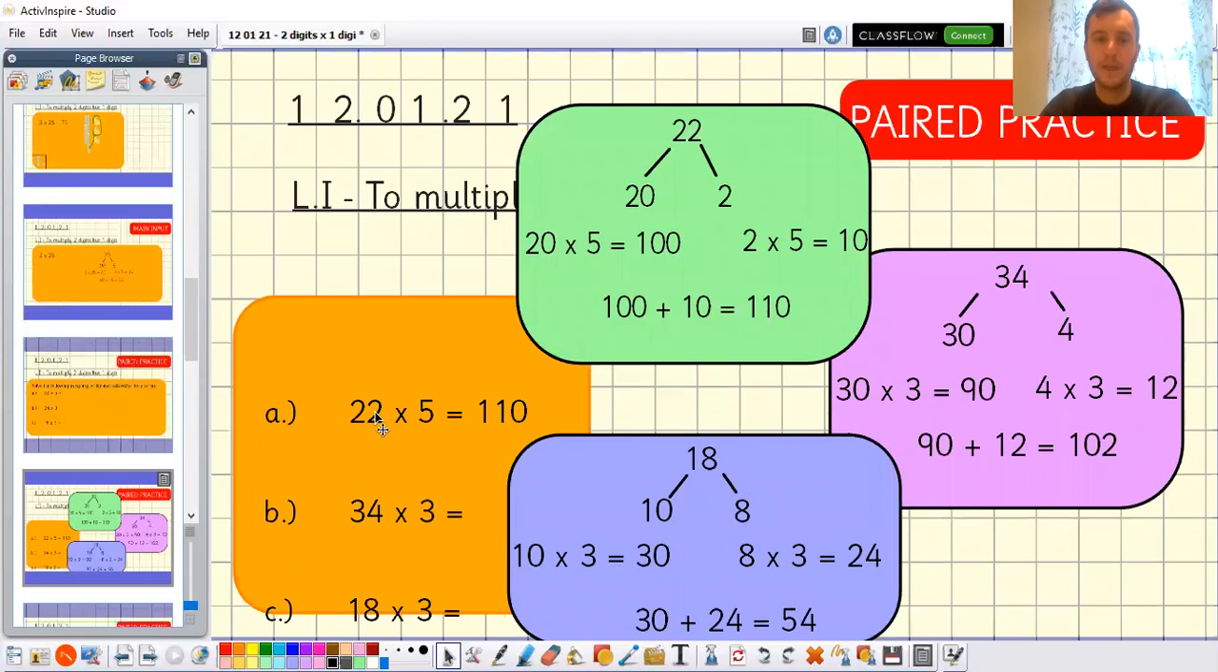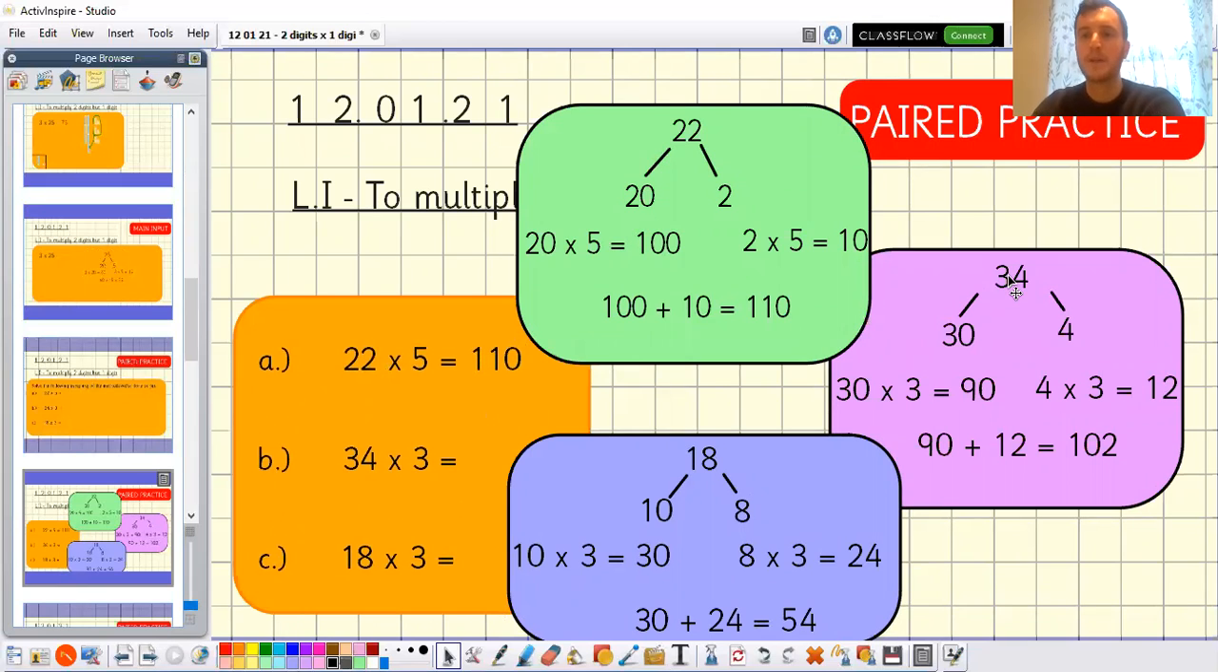For my next one, it was 34 times 3. So I first partitioned 34 into 30 and 4, like you can see there. Now, because we're multiplying by 3, I first did 30 times 3, which equals 90, and then 4 times 3, which equals 12. My final step is to add them together. 90 plus 12 is equal to 102.